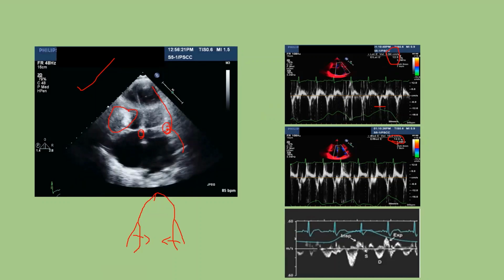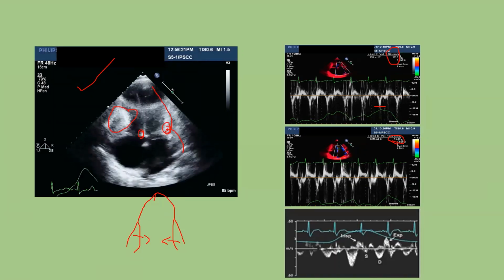are you expecting the two velocities, medial and lateral, to be equal or different? And if different, in what way? It's different in normal. Yes, in what way? Yeah, the lateral annulus moving more than the medial annulus. Why? Because it's free. Thank you so much.